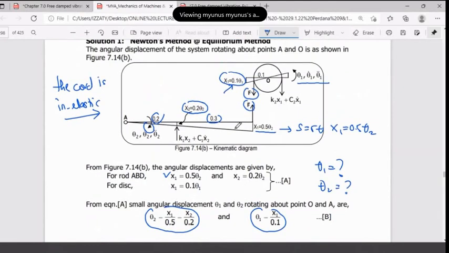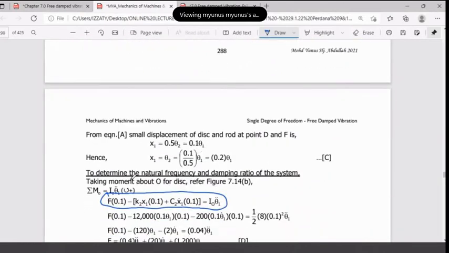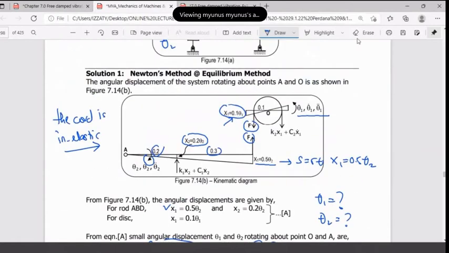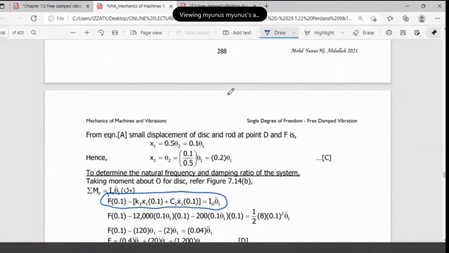For the rod itself, moment about O. Look at the moment about O. What do you have for the moment about O? You will have this one multiplied by the distance, isn't it? Multiplied by 0.2, correct? So you will have negative kx1.